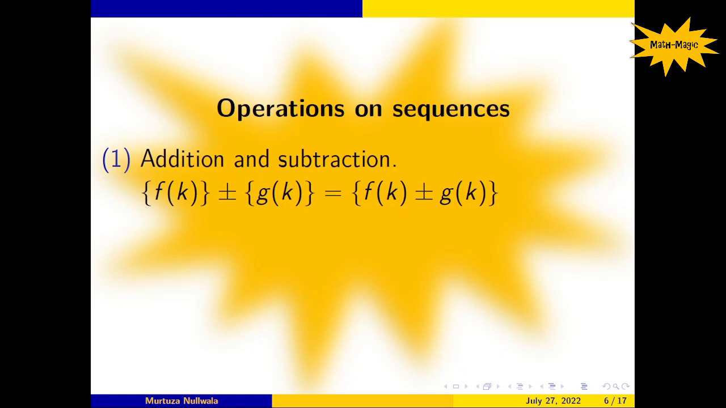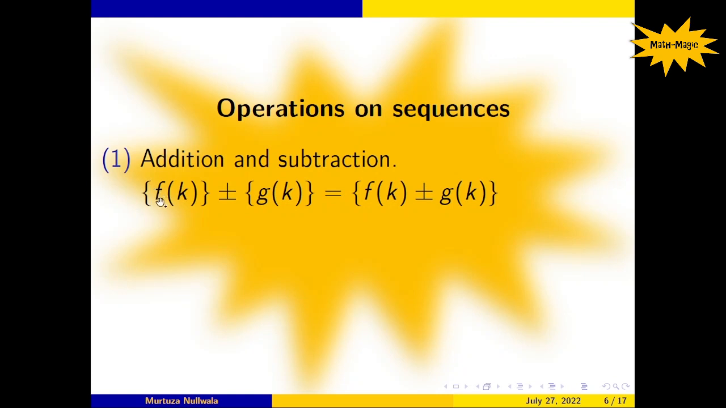So now we have defined a new object in mathematics, which is nothing but a sequence. Once we define new objects, we talk about the operations on those objects. So our new object is nothing but a sequence. Now let's define how to add two sequences, addition and subtraction of sequences.